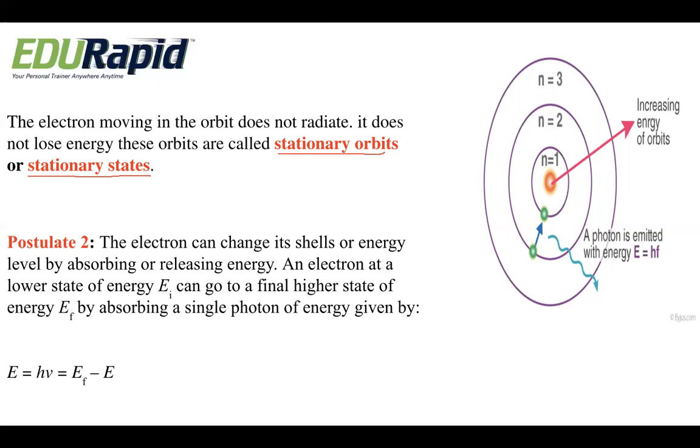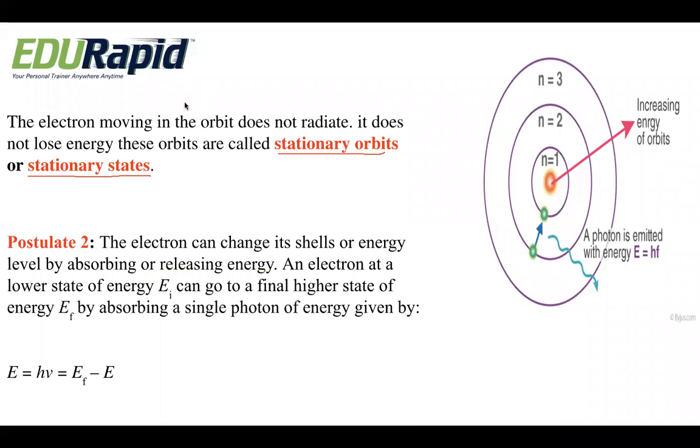Now he has given postulate 2. What does it state? The electrons can change their shell or energy level by absorbing or releasing energy. That is, if an electron wants to move from one shell to another shell, it can do that either by absorbing energy or by releasing energy.